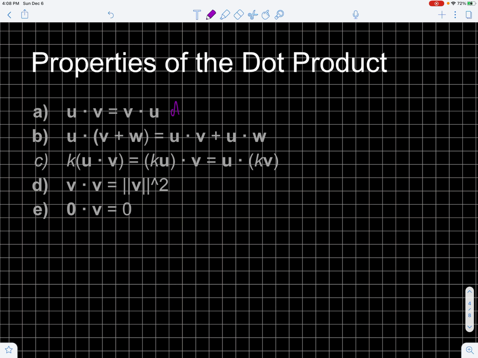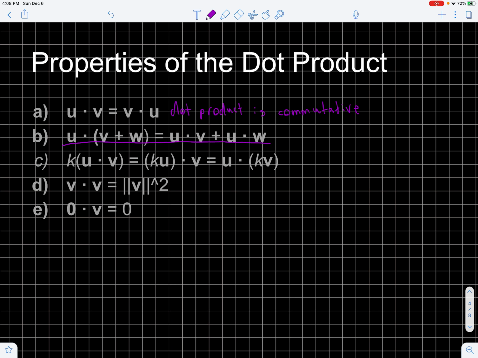But u dot v equals v dot u. The dot product is commutative. And that makes sense. You can prove that to yourself fairly easily. I'm going to omit all proofs to make this video a little bit shorter.